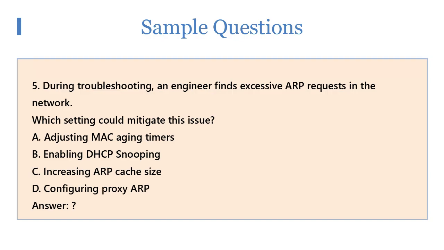5. During troubleshooting, an engineer finds excessive ARP requests in the network. Which setting could mitigate this issue? A. Adjusting MAC aging timers. B. Enabling DHCP snooping. C. Increasing ARP cache size. D. Configuring proxy ARP.